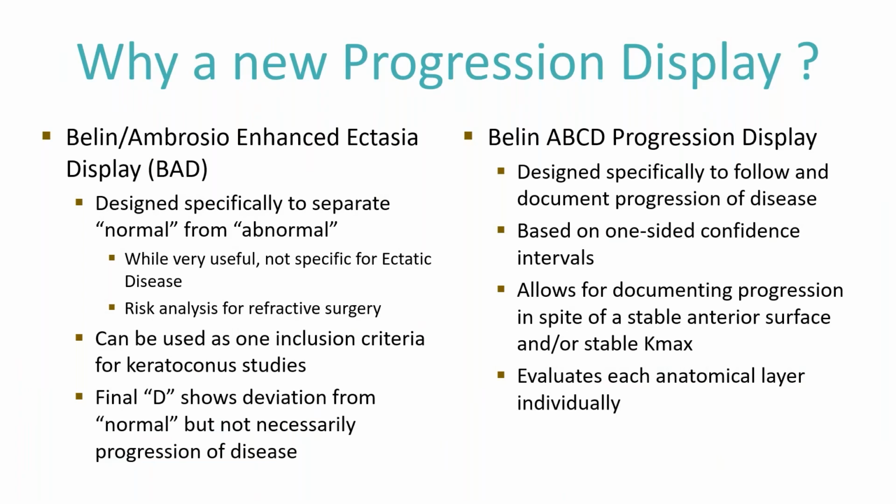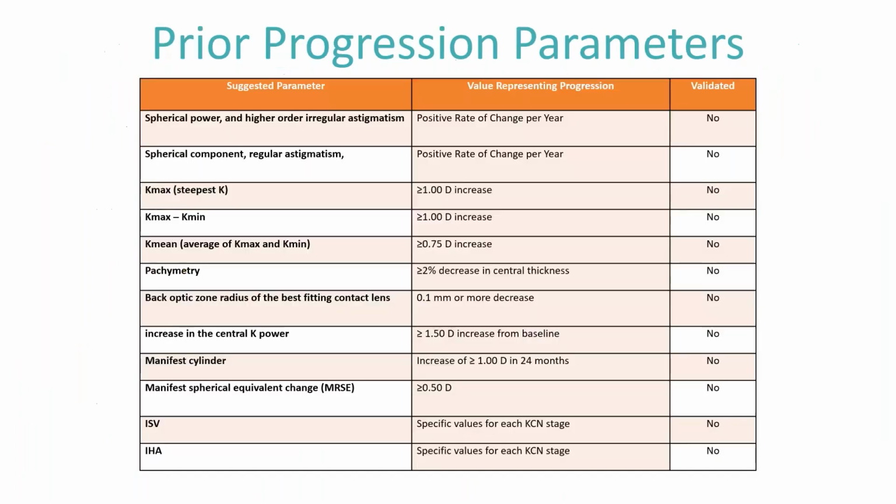The progression display was designed specifically to follow and document progression in a statistically validated method by looking at one-sided confidence intervals. Why one-sided? Because we're only interested if the cornea steepens or thins. It allows for documenting progression in spite of a stable anterior surface, and I'll show you examples, and/or a stable Kmax, and it evaluates each anatomical layer individually. If we look at all the prior progression parameters, we look at this big list, except for pachymetry here, every single one of these were just anterior surface parameters.